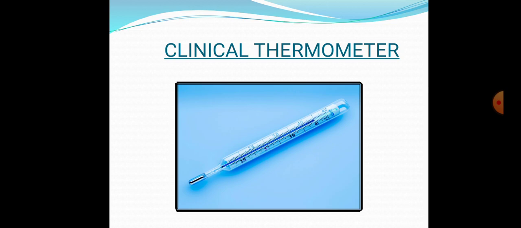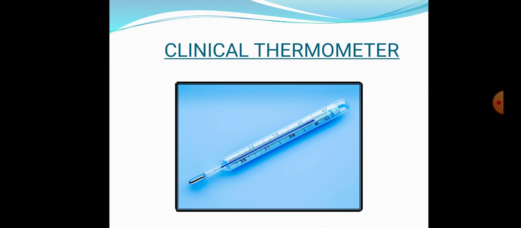The construction of a clinical thermometer is the same as that of a laboratory thermometer. The only difference is that there is a slight bend in the stem just above the bulb, and this bend prevents the movement of mercury back into the bulb when the thermometer is taken out of a person's mouth.